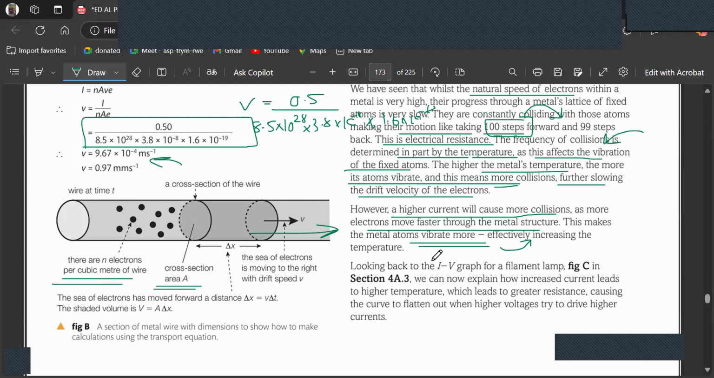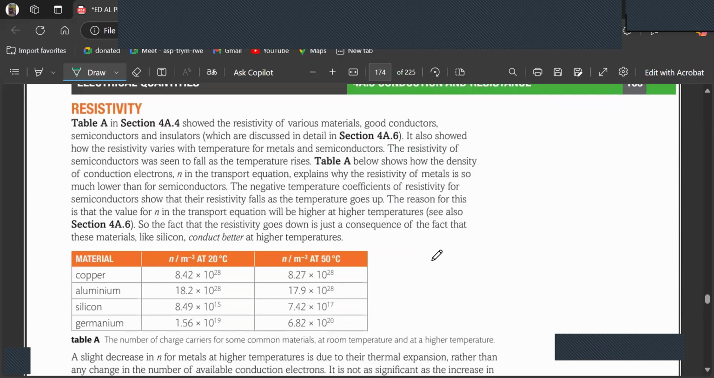Got it? Good. So here we can see in the table the different resistivity of the different materials. We saw that in the previous table. We have the number of charge carriers now given in this table as well. And we previously saw the resistivity of various materials: good conductors, semiconductors, and some insulators as well. It also showed us how resistivity varies with temperature for metals and semiconductors.